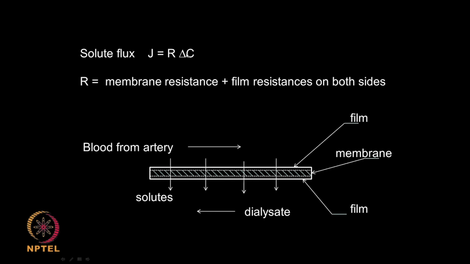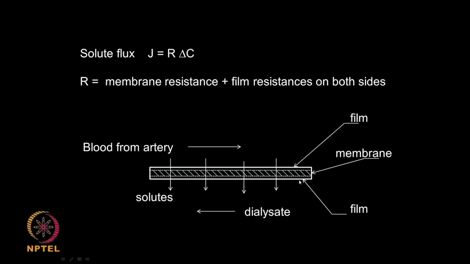Delta C is the concentration gradient. So, if you have, say, a porous membrane in the middle, with the blood flowing like this and the dialysate flowing counter current, the solutes diffuse out into the tube side of the dialysate.